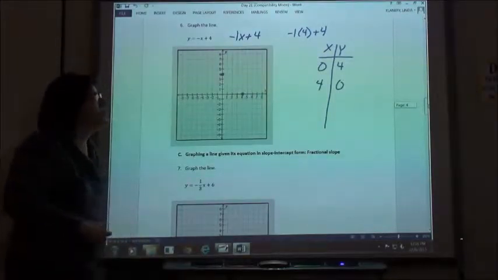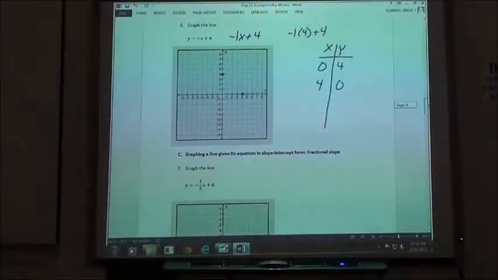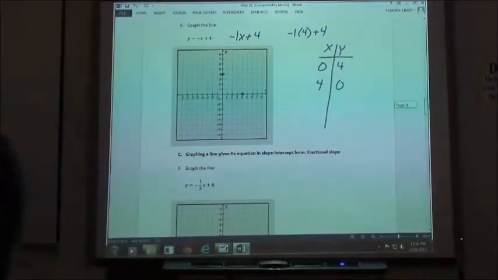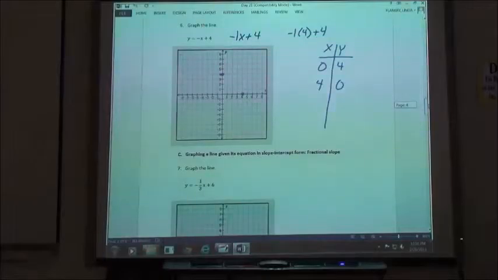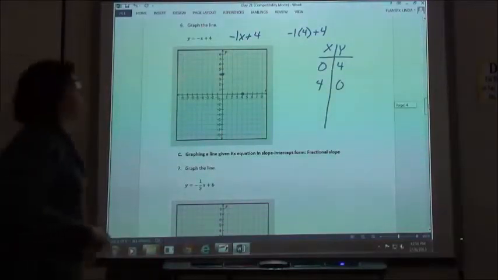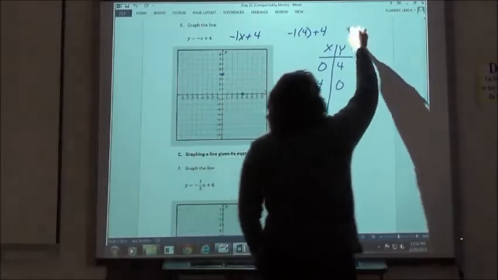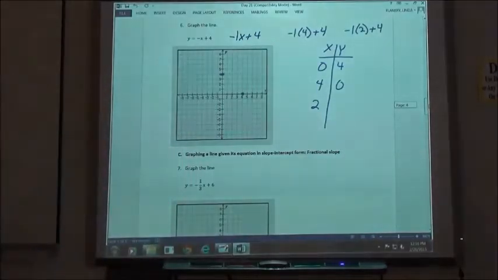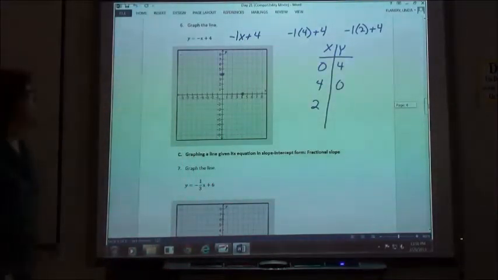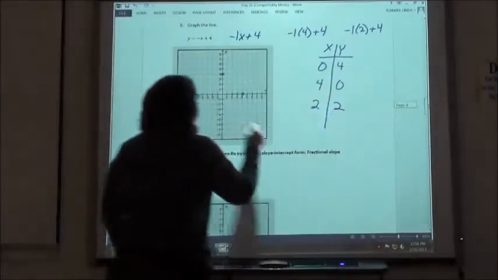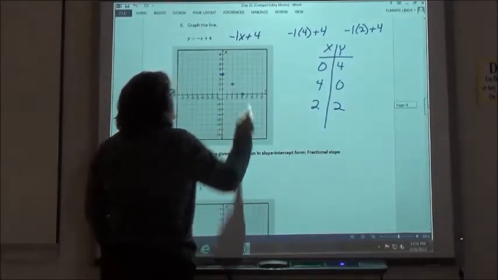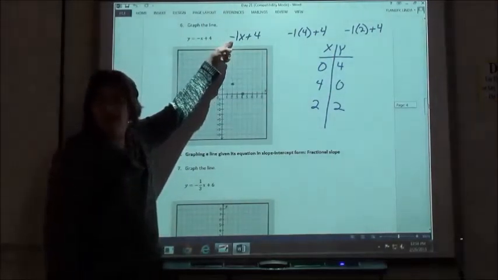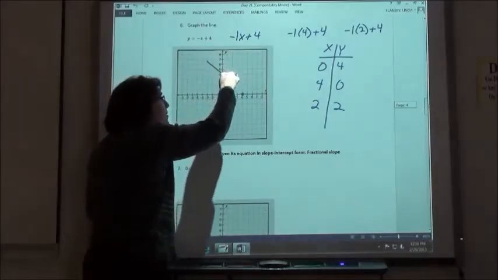And one more point just to make sure our line goes the right way. What number might we want to put in for x? 2 is always good. So negative 1 times 2 plus 4 would give me an answer of 2. Negative 2 plus 4 is a positive 2. So over 2 and up 2. This time my slope was negative, so when I connect my dots, I'm going downhill as I go.